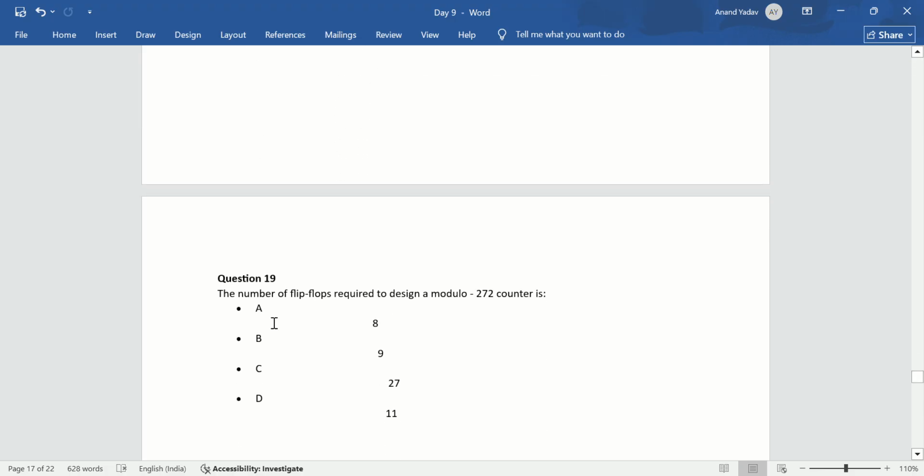Now next one is, the number of flip-flops required to design a modulo 272 counter is. So for this one, mod 272, I will take log of 272, then I will get 9. So for this question option B is correct.